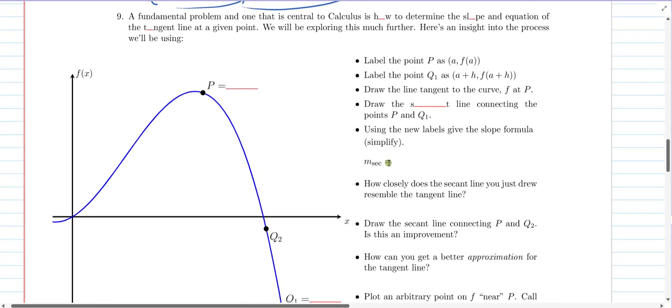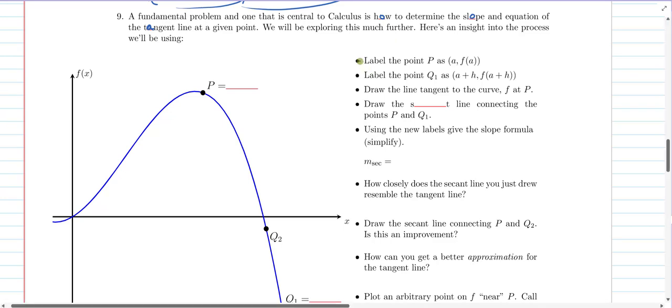Okay. We saw this in our section 2.1 pre-work, and so I want to go through this now. A fundamental question, and one central to calculus, is how do we calculate the slope and the equation of the tangent line? The tangent line is the thing that we're interested in finding an equation to, or at least just finding the slope of the tangent line at a given point. We're going to learn a whole bunch of techniques for doing so, but first we have to have a general understanding of these working components.